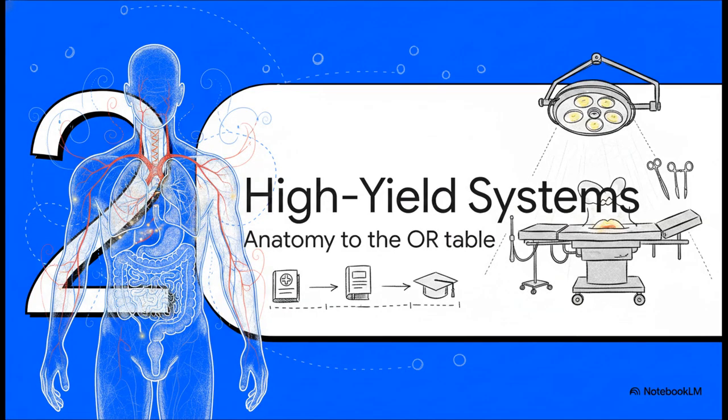Okay, moving on to Section 2, High-Yield Body Systems, from anatomy to the OR table. We're shifting our focus to the heavy-hitting body systems now, and we'll connect those foundational organs directly to the surgical procedures you are practically guaranteed to see on the test.